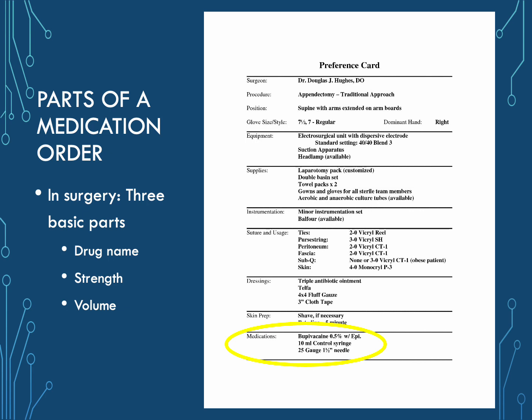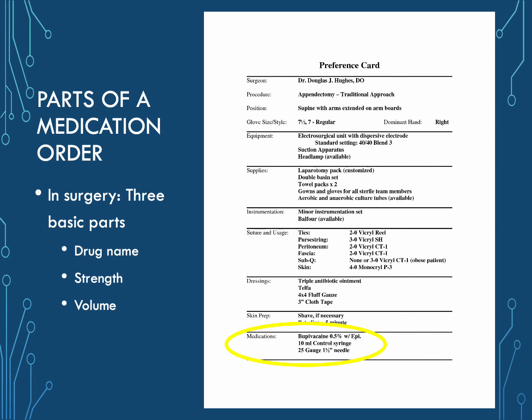So here is a look at the preference card and the medication orders for surgery that are stated on the preference card. They need to have at least 3 basic parts. So if you look at that area that I circled in yellow that says medication, that's the area that we're focusing on right now. And again, there should be 3 basic pieces of information. We need to know the drug name, the strength of the drug, and the volume. How much are we going to have on our field?